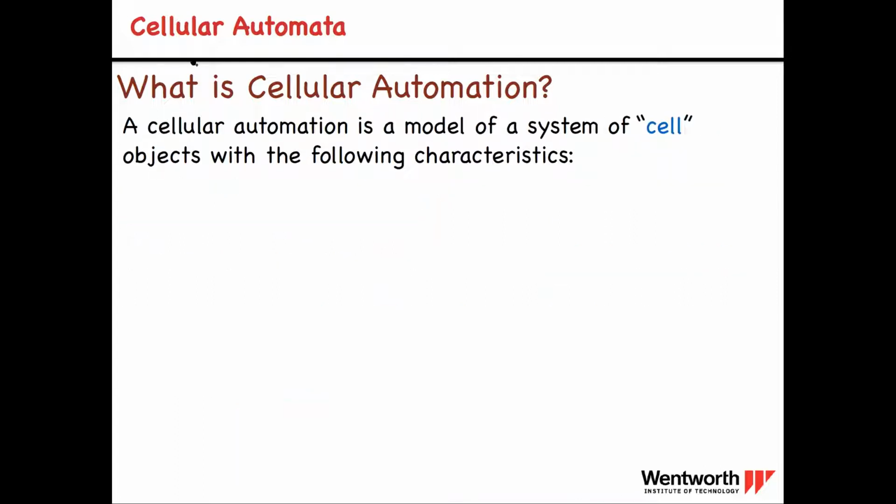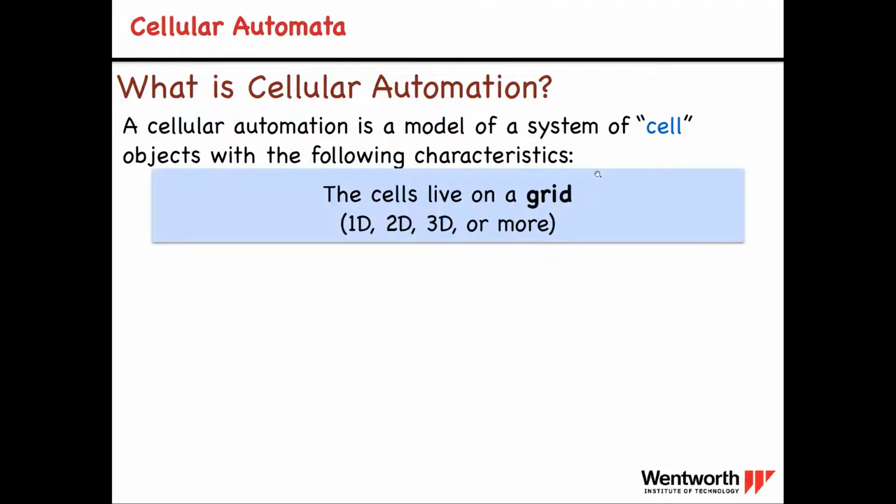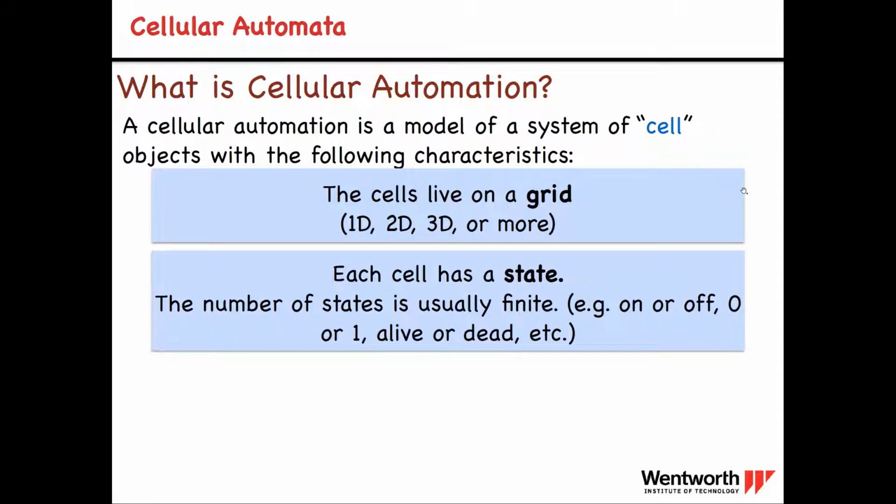So cellular automata is basically just a system of cells. That's why a grid system works really well on this. It's a system of cells with the following characteristics. They live on a grid: 1D, 2D, 3D, higher dimensions if you so desire. Each cell has a state. The number of states is usually finite. So it's usually like on or off, 0 or 1, dead or alive. You might have more than 2. In these examples they're all 2, but you could have more than 2 states.